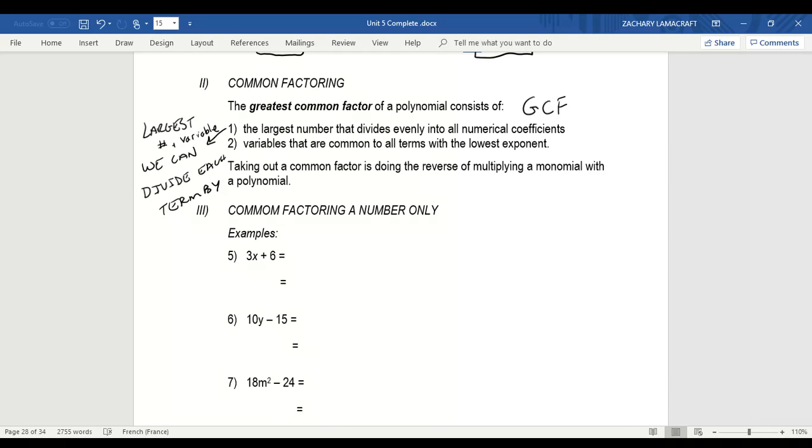So our job is to take the largest number that divides evenly into all numerical and the variables that are common to all terms with the lowest exponent. So that means if I had, say, x to the 4 and an x to the 2, well, we know that this is also found in that. So if we went to do the greatest common factor of that, it would actually be x squared. And then to get x to the 4, we'd have to multiply that by another x squared. And we'll go over that. But basically, we're finding the greatest common factor which terms share.